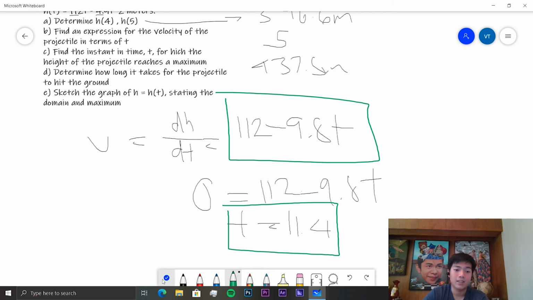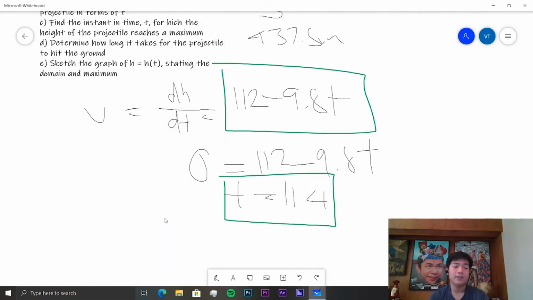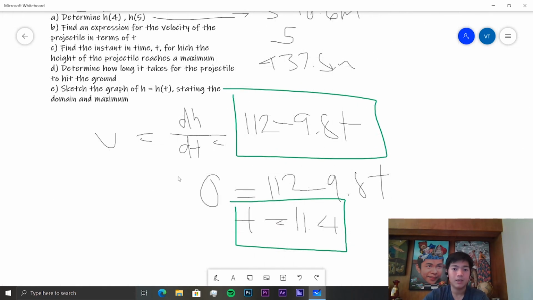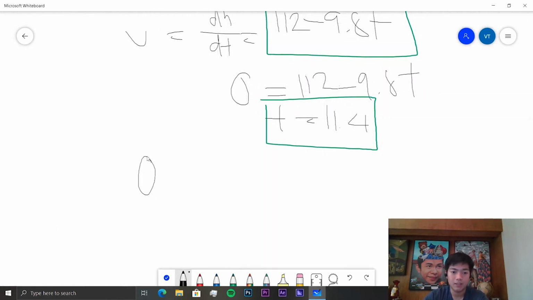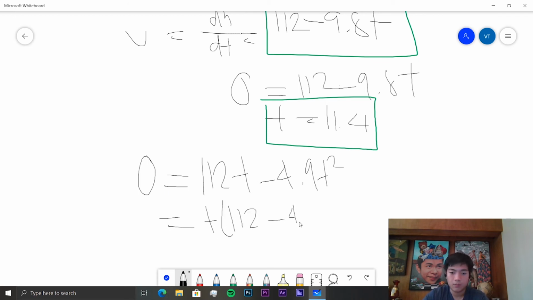Okay, determine how long it takes for the projectile to hit the ground. Again, physics cheat, it's just double the maximum time in this kind of SUVAT model. But let's just solve it anyway. So the height should be 0, so 112t minus 4.9t squared equals 0. Assuming the time isn't 0, we have 112 minus 4.9t equals 0. So t is equal to 112 divided by 4.9, which is 22.85, and as you can see, it's around double that.